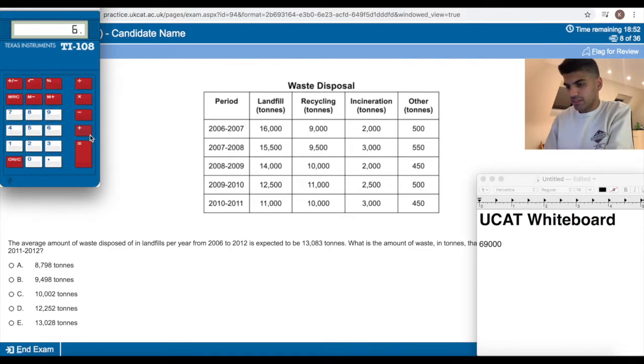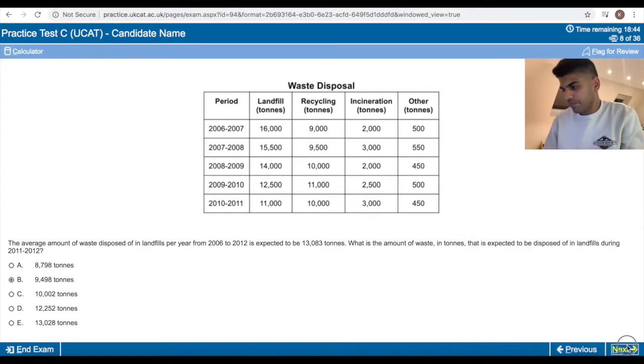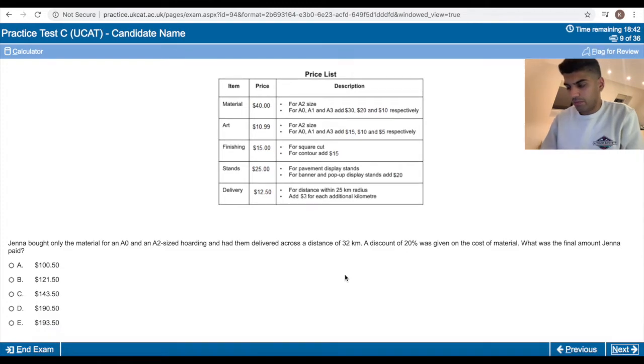13083 times 6 is 78,498. So you minus that from what we've got so far, and that's the missing value. So that's 9498. Great. Sorry, I can't really explain that properly. I haven't got much time.